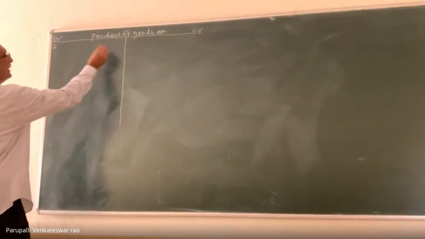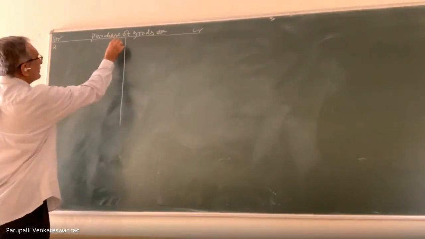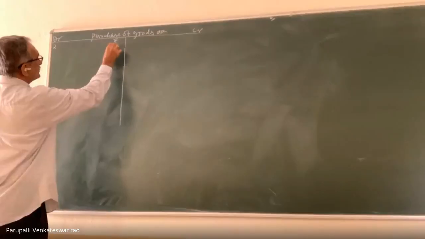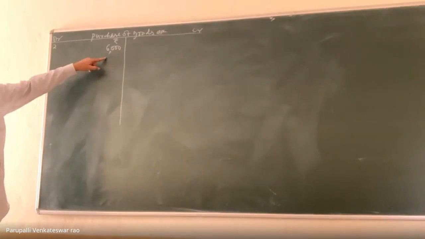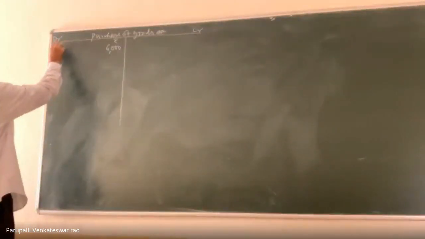So you have to write "To". How much amount? Let me know the amount. 6,000. So write the amount first. 6,000 is recorded on the debit side. First record 6,000, then you write the date, 2016.